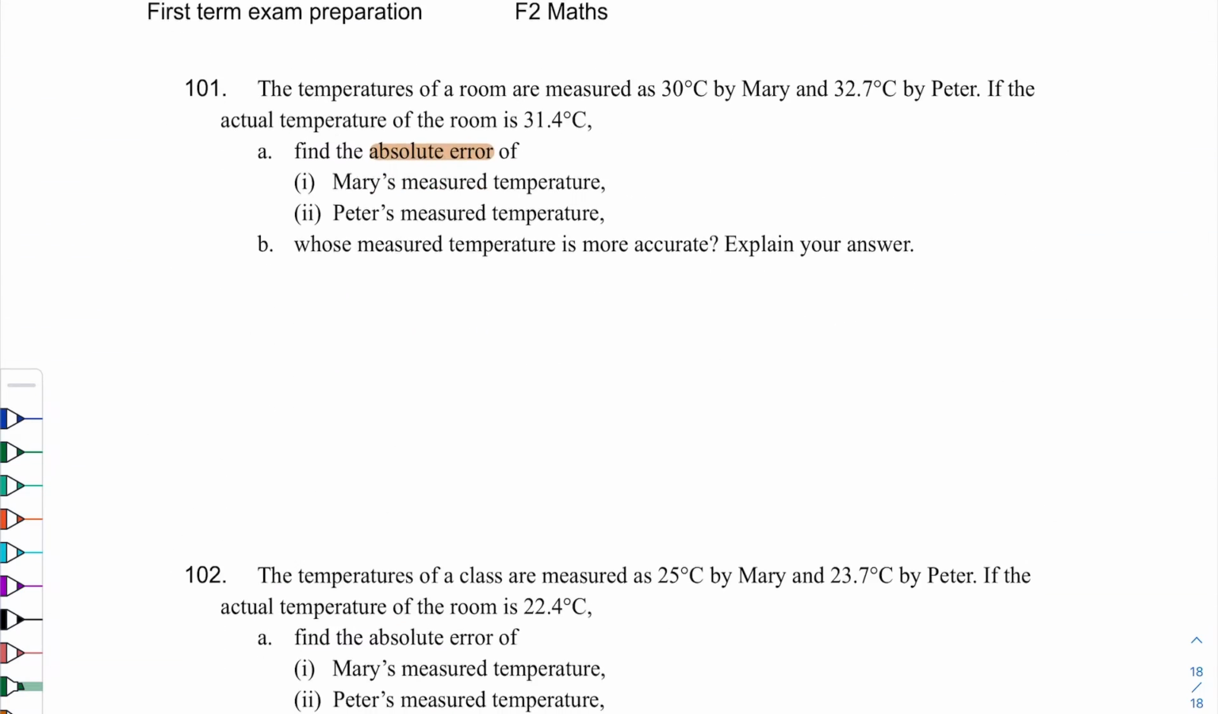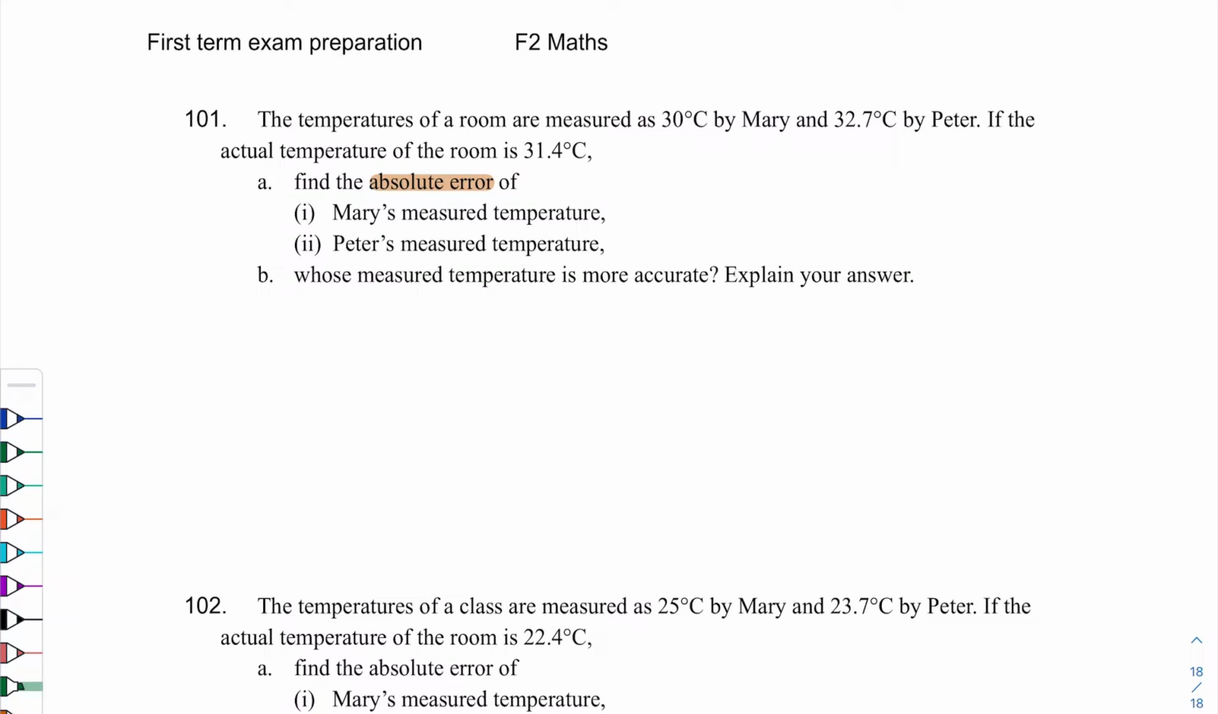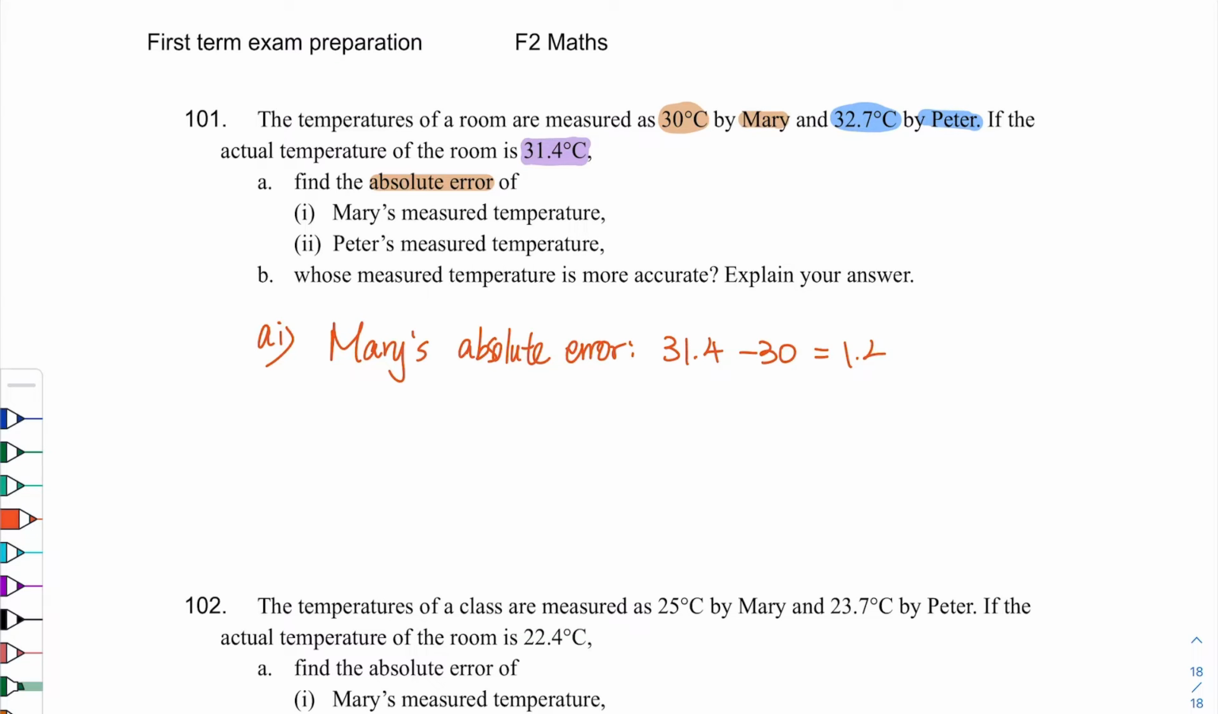Let's go here as well then. So we find Mary's first. Mary's absolute error. The measured by Mary is 30 degrees. The measured by Peter is 32.7, but the actual one was this. So let's find Mary's absolute error. Which number is bigger, this or this? Yes, the bottom one. So big one minus the smaller one. And what do you get? 1.4. Remember to write the unit. So that's Mary's absolute error.